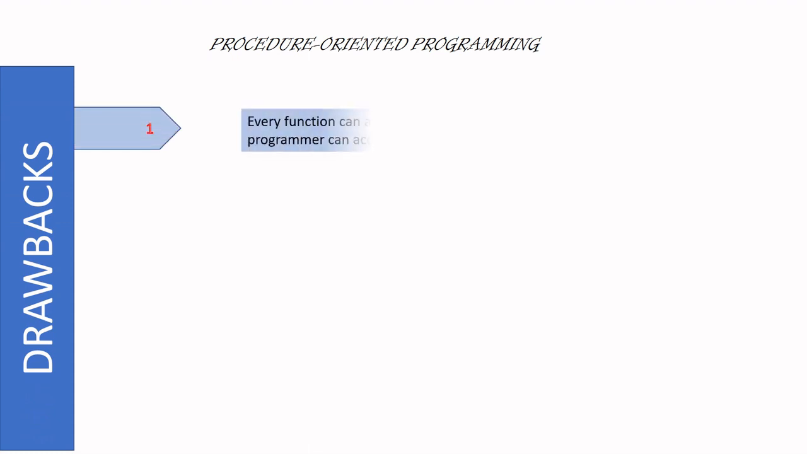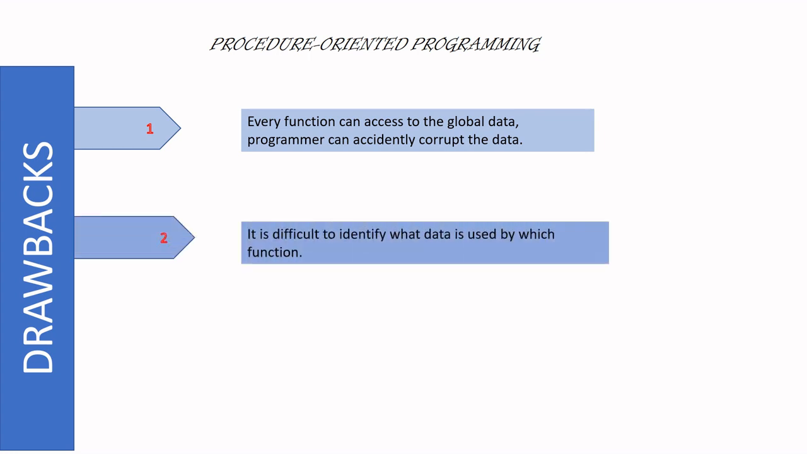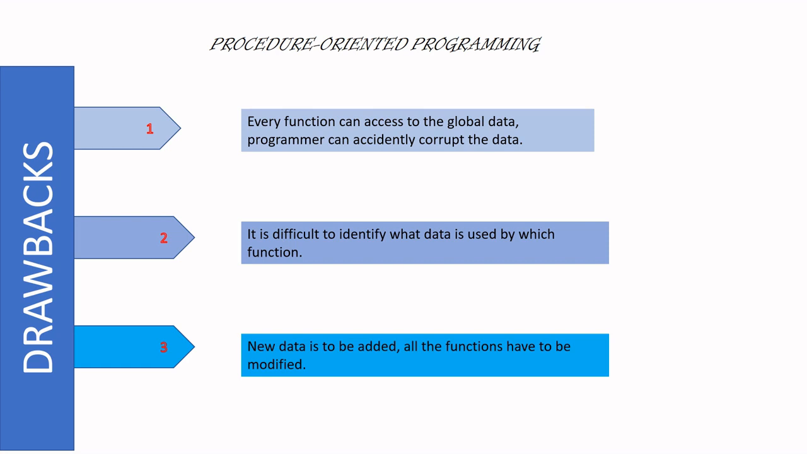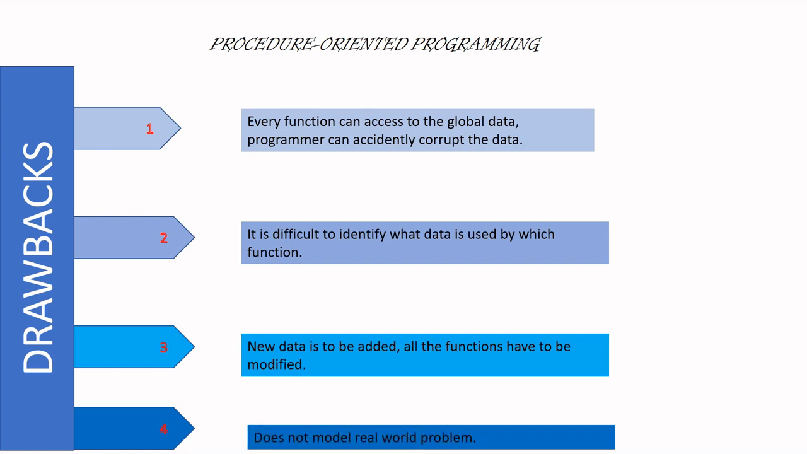The drawbacks of procedure-oriented programming are: since a program deals with the global data, if a new programmer arrives, he can accidentally corrupt the data. The second drawback is that it is difficult to identify what data is used by which function. The third drawback is that if new data is to be added, all the functions have to be modified. The last and most important drawback is that it does not fit real-world problems.